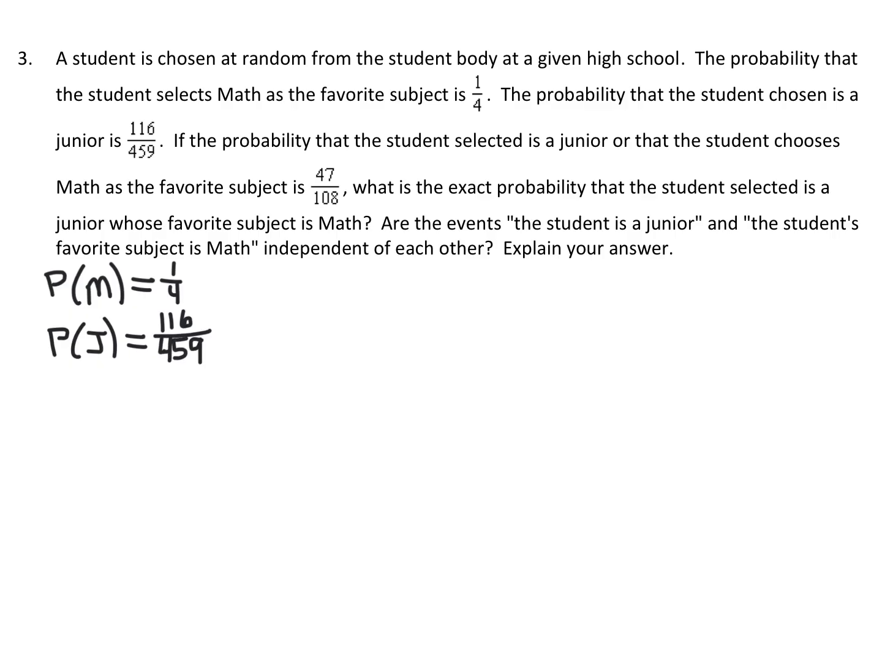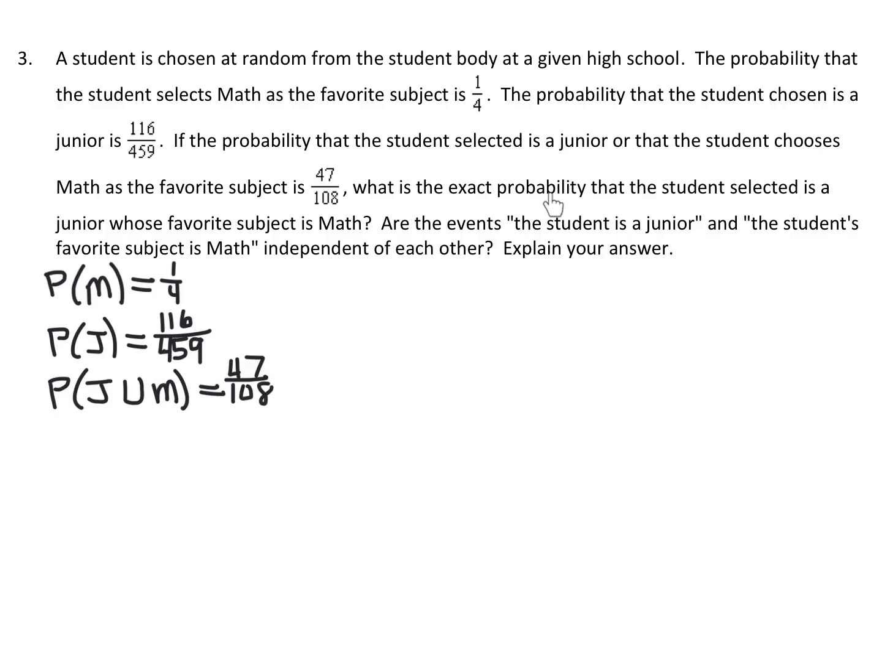Okay. If the probability that the student selected is a junior or that the student chooses math as a favorite subject is 47 over 108. Okay, I'm going to stop there. They give us the or, so let me write that down. So the probability of junior, remember this is a symbol for or, you can write the word or, math equals this. Okay, let me just keep reading.